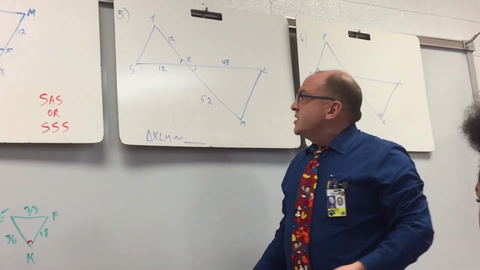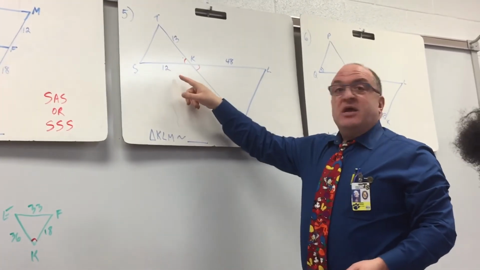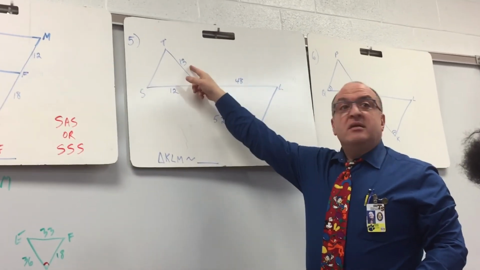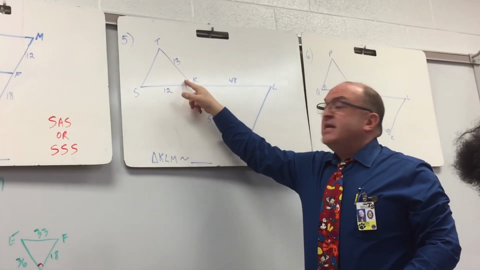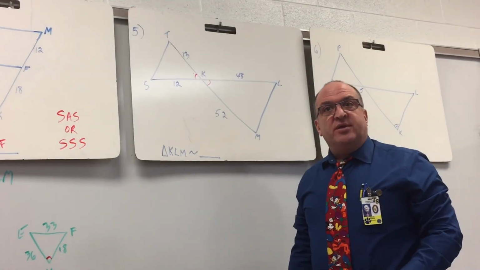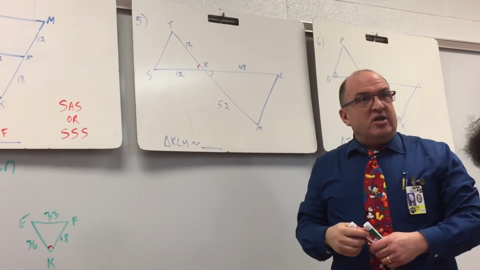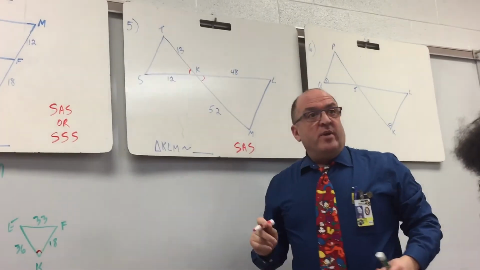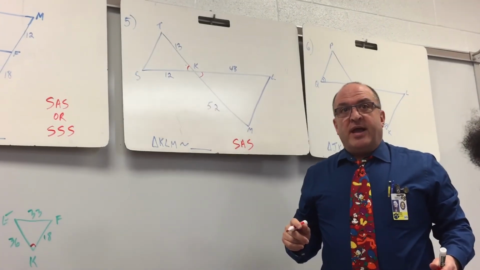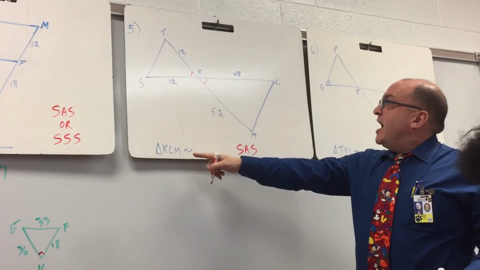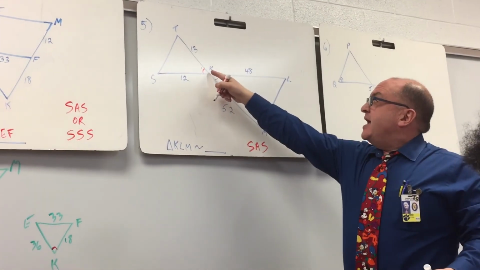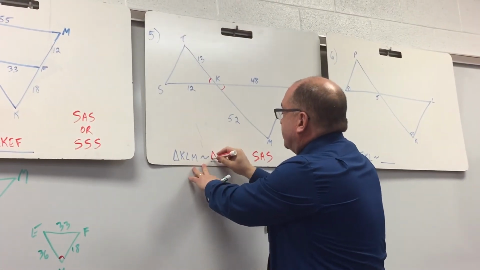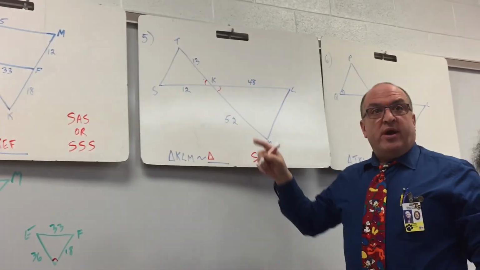Okay. So, why can we say these two triangles are similar? What have we got? We got these two sides and the angle in between the sides. What's that called? Side angle side. Everybody with me? Okay. So triangle KLM. K is in the center. For the other triangle, what's the center? What's the starting point? K.